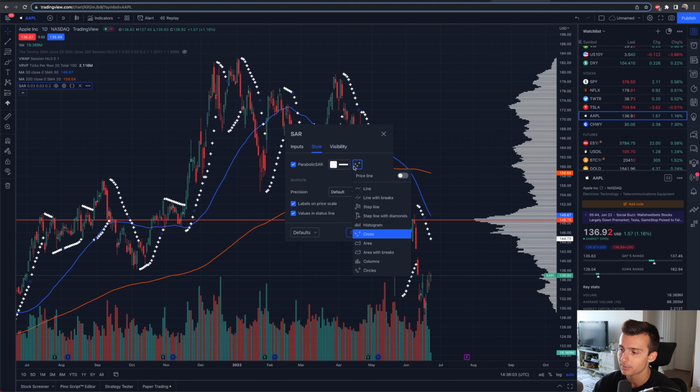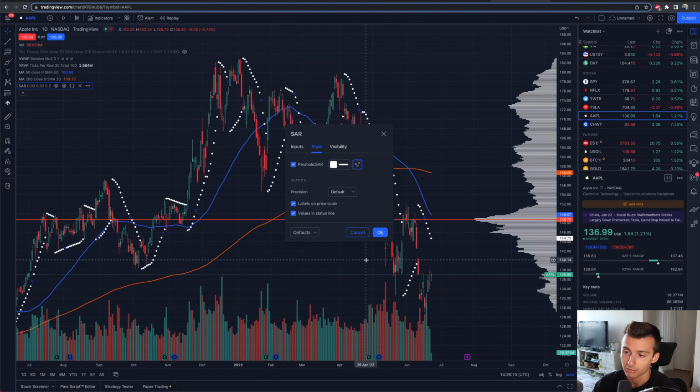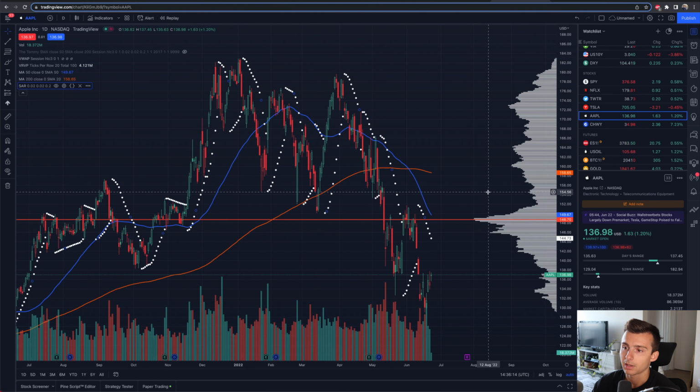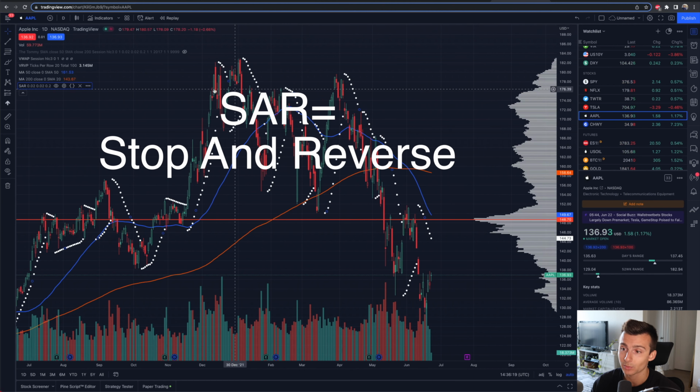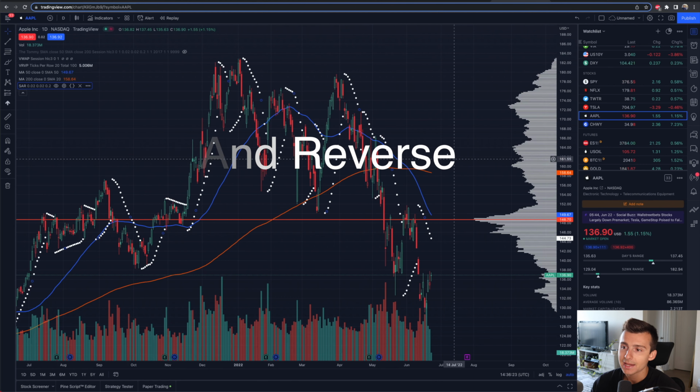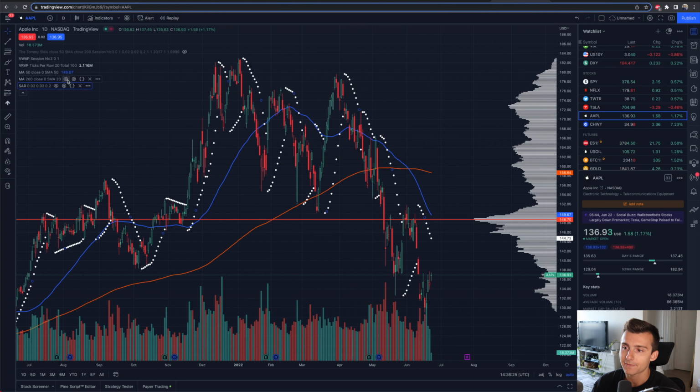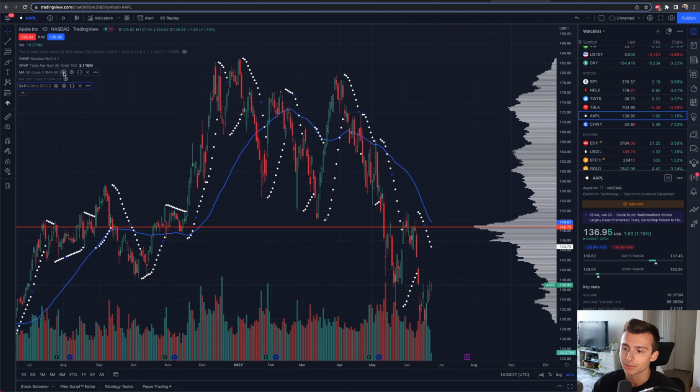And I can change them from these little crosses. I can change these if I wanted to. You can make them circles if you want. Maybe that works best. I think that circles are pretty good. So I'm going to use circles. SAR stands for stop and reverse. That's what SAR stands for literally. Okay, so these white lines might be a little complicated if I have other indicators up. So let me get rid of some of these other indicators.